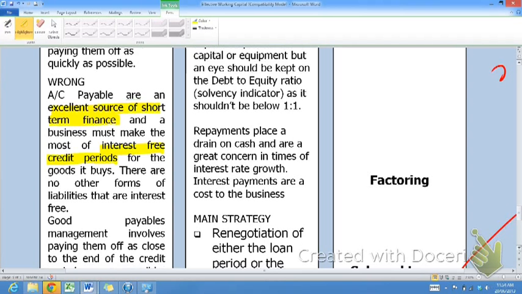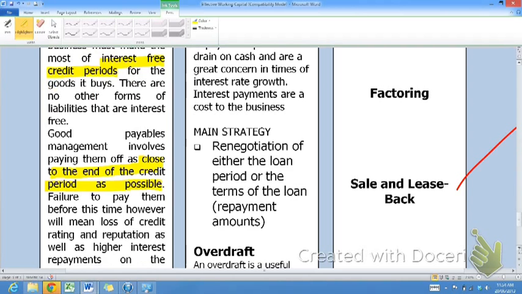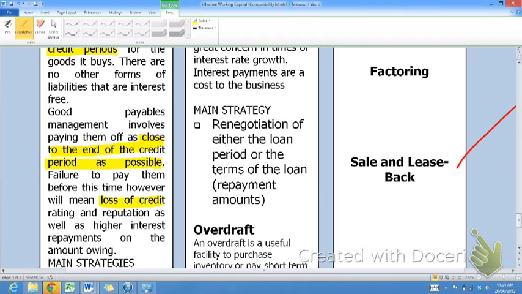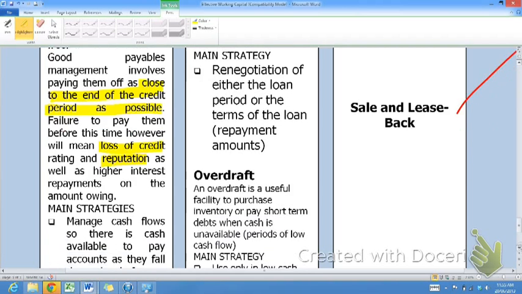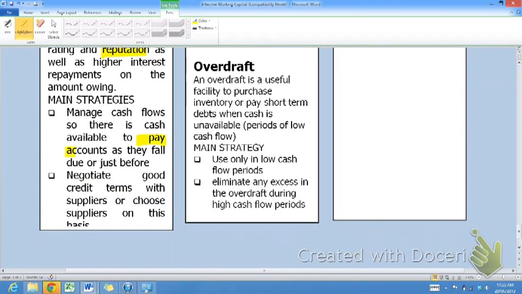So good payables management involves paying them off as close to the end of the credit period as possible. Okay, but failure to do this could, of course, lead to a couple of things: loss of credit, which will hurt you when you go to make new loans, and your reputation. Okay, and this can affect you getting accounts payables in the future. So the main strategies, remember, we want to reduce our accounts payables, is to pay accounts as they fall due or just before, and to negotiate good credit terms.